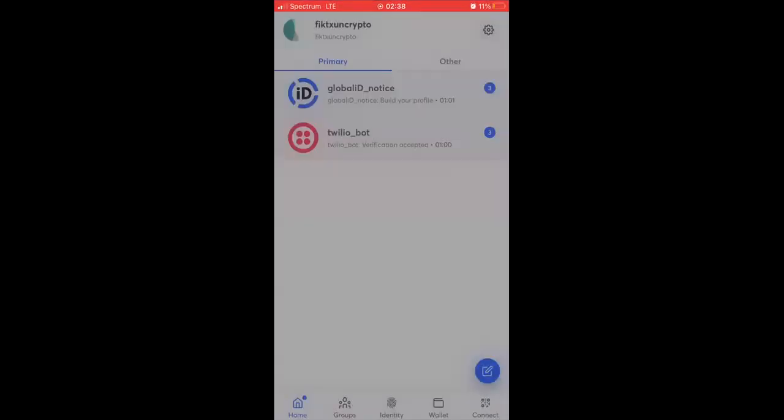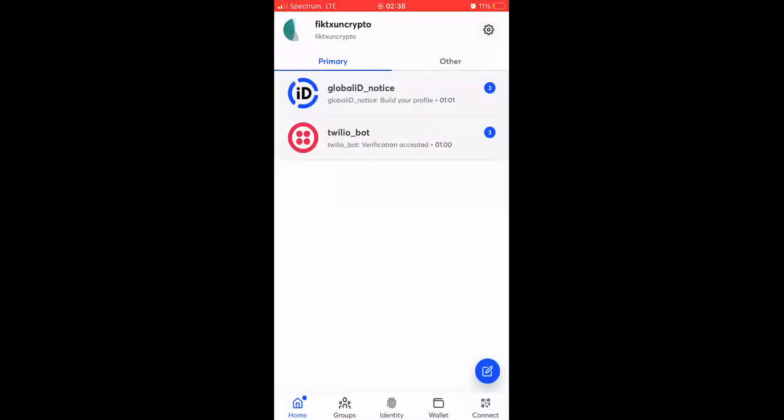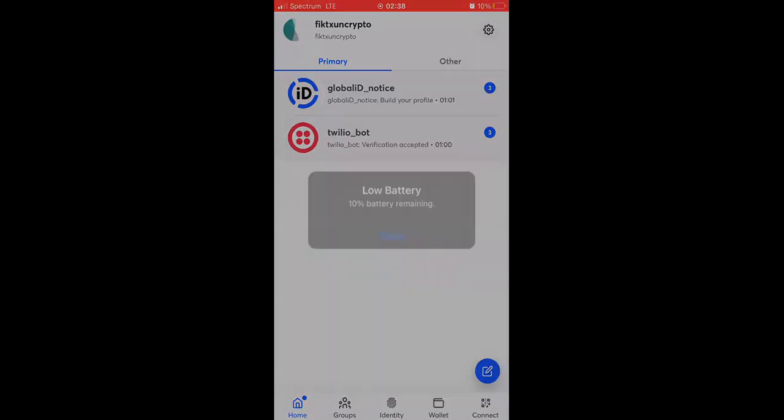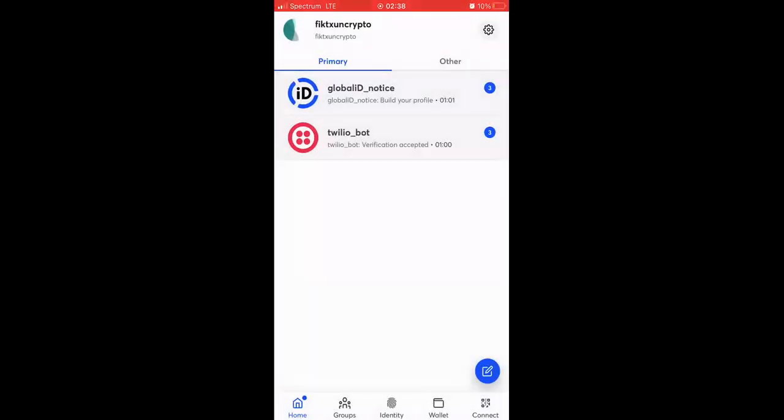So we want to open up the Global ID application. And this is after I have set up my profile. You will have to put your address in, and like your phone number, and a couple of other sensitive identification things. This app is to help verify you in the market.